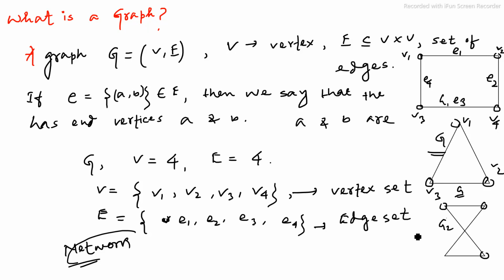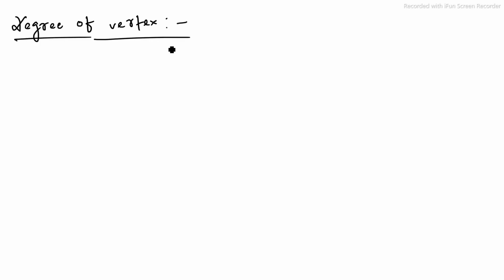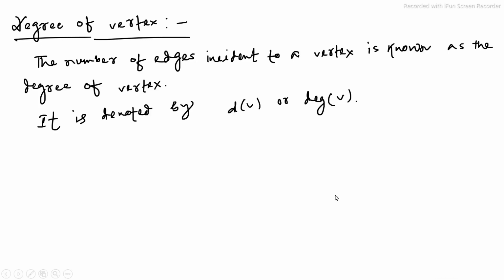Now we define the degree of the vertex. The number of edges incident to a vertex is known as the degree of the vertex. It is denoted by d(v) or degree of v.